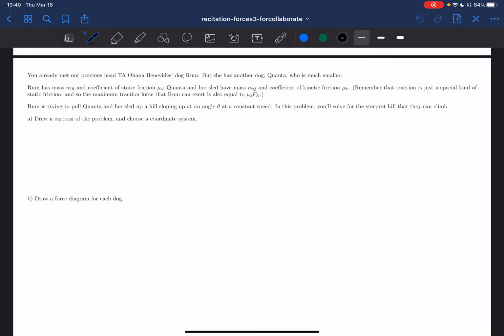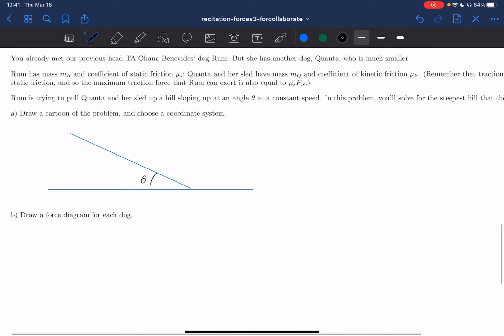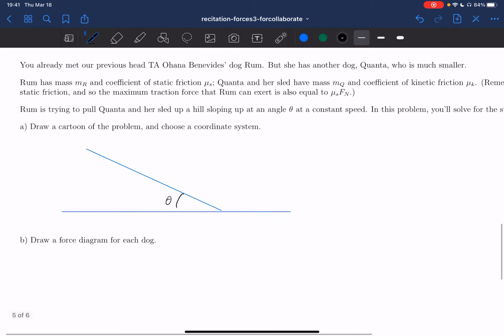So let's start off by drawing a picture of our hill. We'll do that in blue. We can draw a line like this, another line like this, and we'll call this angle here theta. Okay, so this is our hill. If we zoom in here, let's take a look.